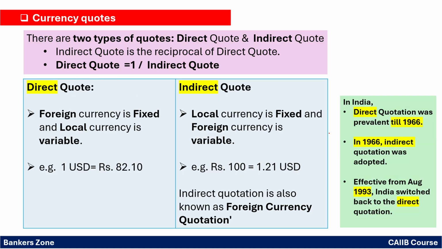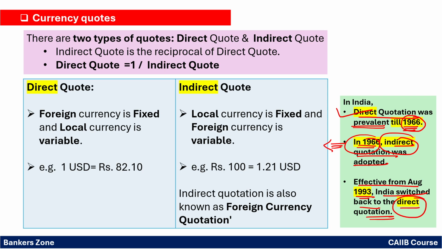So see some history here. The direct quotation was prevalent till 1966, meaning India used direct quotation till 1966. But in 1966, India switched to the indirect quotation. Why? Because India did the rupee devaluation at that time. Then again, effective from August 1993, India switched back to the direct quotation, which we are still using currently. Okay, this is just for understanding purposes. India currently uses the direct quotation method.